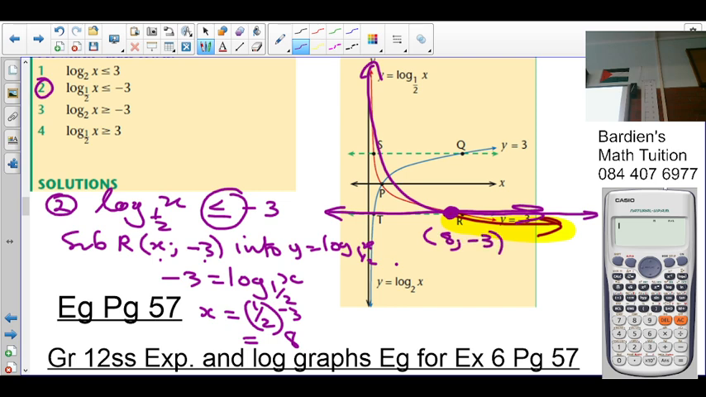If something is reflected in the x-axis, what happens? y becomes negative. That's a reflected point of Q. Can you see that? Q was (8, 3), whilst R is (8, -3). So how would I answer this question? I would say, the inequality would be x is greater than 8. Can it be equal at 8? Yes. Why? Because at 8 it's equal to negative 3. So x has to be greater than or equal to 8. Any questions with regards to this one here?